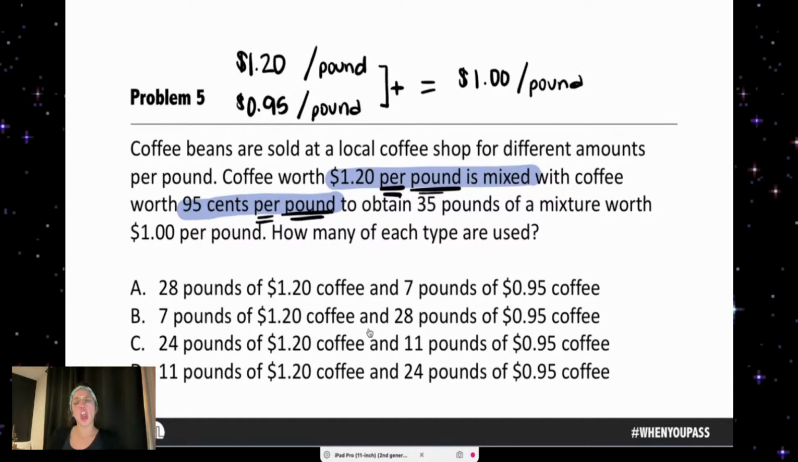Do we know how many pounds of each type are used? We do not. But what I can do is $1.20 times X plus 95 cents times X.